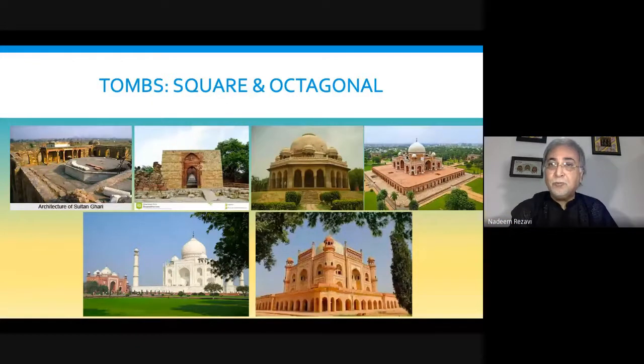Here at Humayun's tomb, and then the same thing at the Taj, and then the last tomb of Safdarjung appears to be square, but in its planning, it is once again octagonal in form.